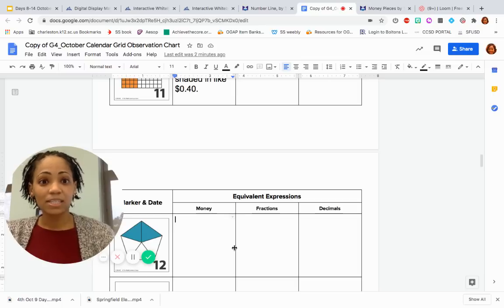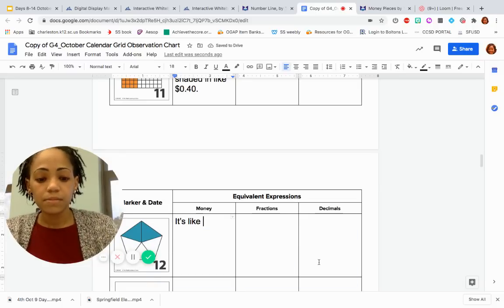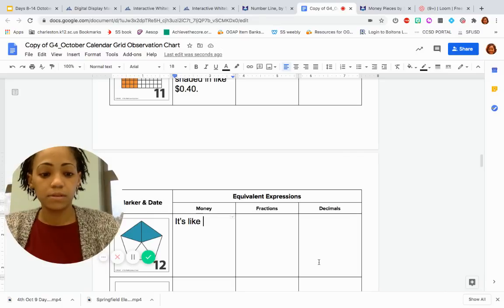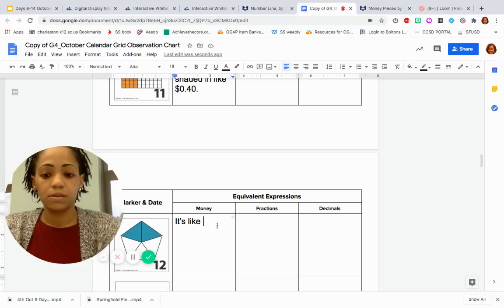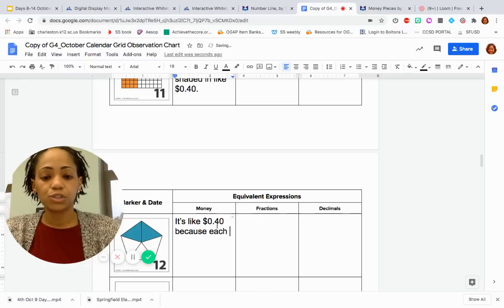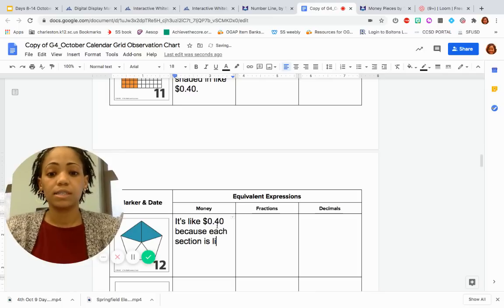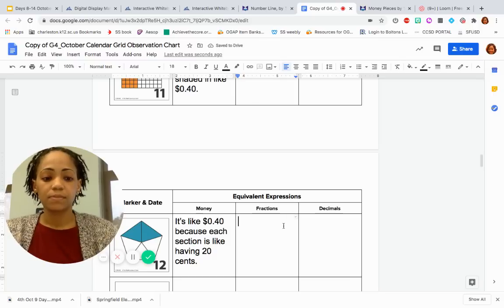Yeah, it's like 40 cents, just like the other ones. Because each section is like having 20 cents. You can just write it like that. Okay, so how do I write that as a fraction? Good, same deal. 40 over 100, which is 4/10.